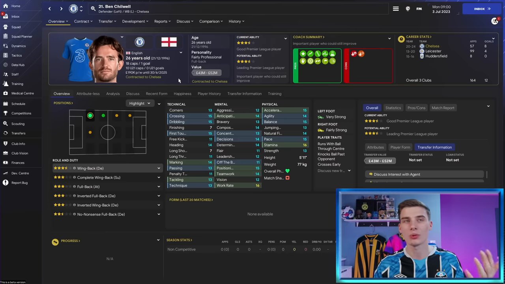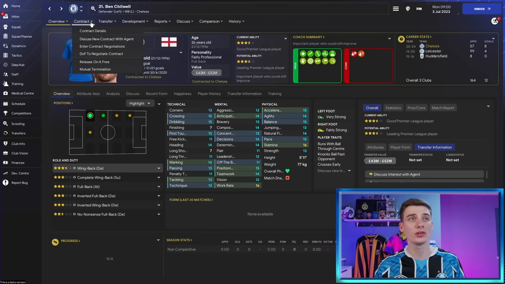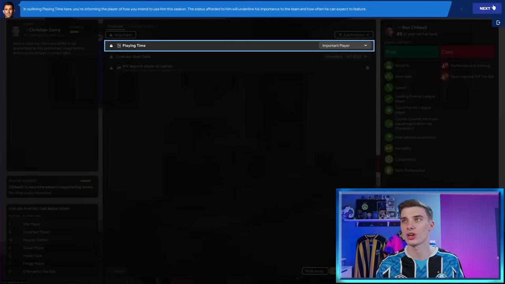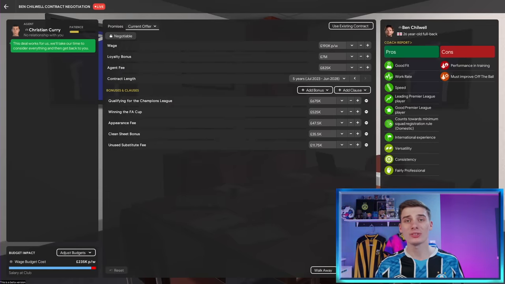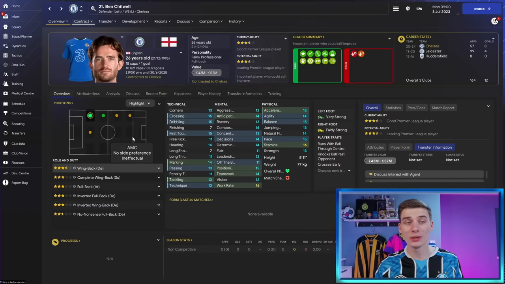Ben Chilwell here, as we were monitoring earlier, has got 2 years left on his contract, so it's about time that we decide if we want to extend it, and we do. So we're going to go ahead and offer him a new deal. Now, he's on £190,000 a week. Normally, you go into a contract negotiation as so. He wants about £230,000, so we'll try and negotiate this down. And we've got him to settle on £190,000. But if you try this instead, you can normally save yourself money.